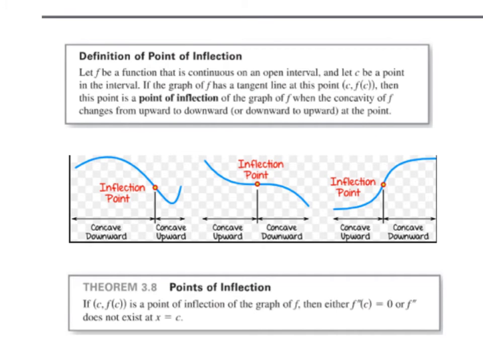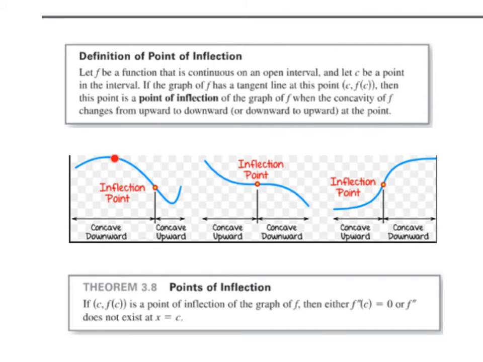So remember that a point of inflection is where the graph changes concavity. Here is the official definition from your book. It says, let f be a function that's continuous. Are you hearing the word continuous? On an open interval, and let c be on that interval. If the graph of f has a tangent line at this point, then this point is a point of inflection of the graph when the concavity of f changes from up to down or down to up at the point.